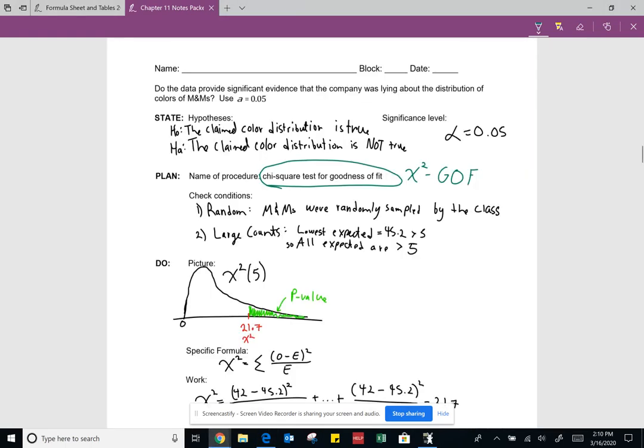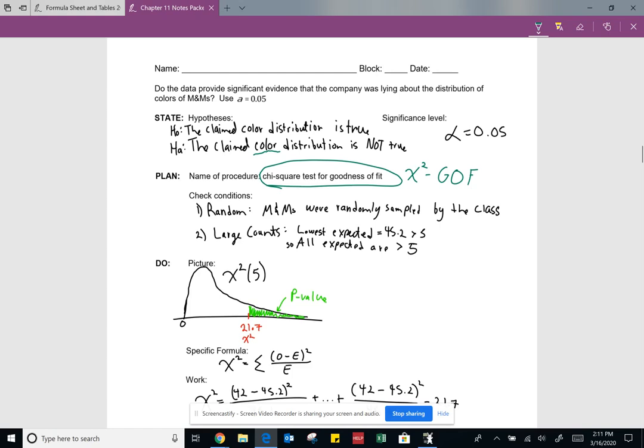Okay, so I've gone ahead and completed this page. Let's go ahead and check that yours is the same. So our hypotheses are H0 and our HA. Our H0 is the claimed color distribution is true. Our HA is the claimed color distribution is not true. We're getting the context in there by talking about the color there.